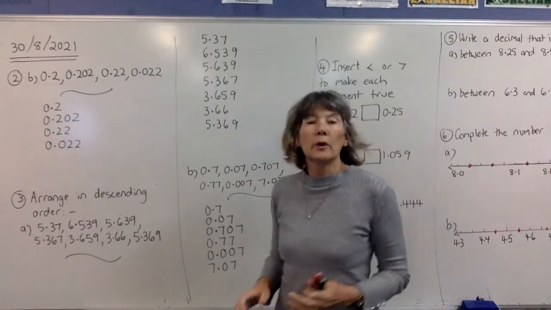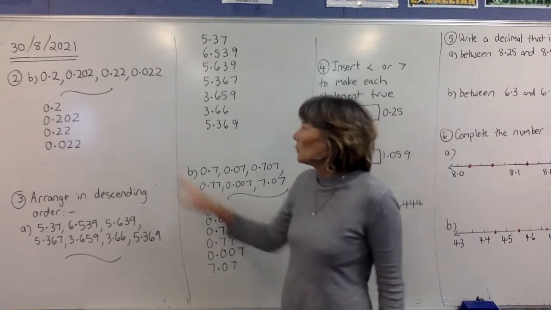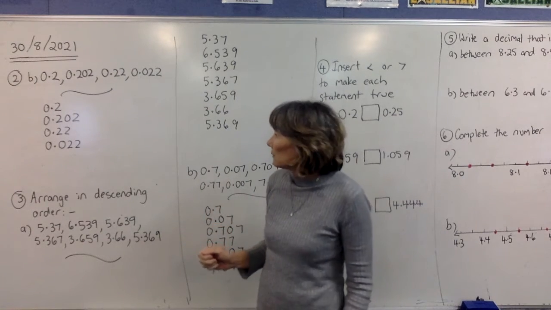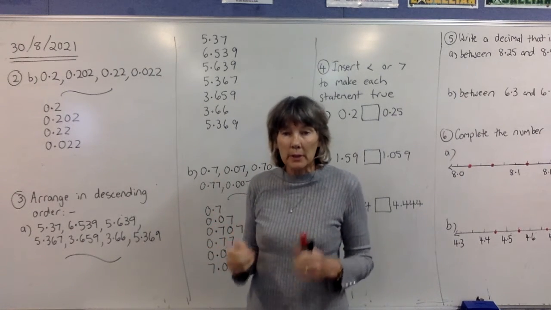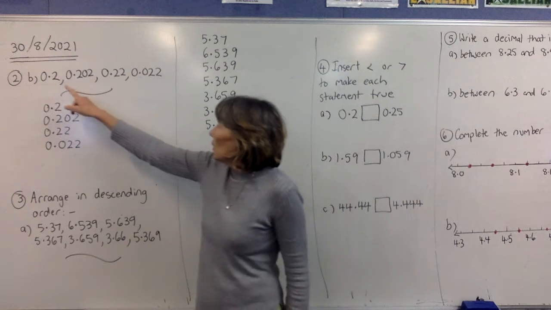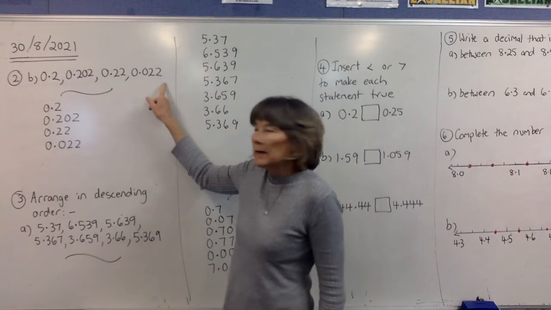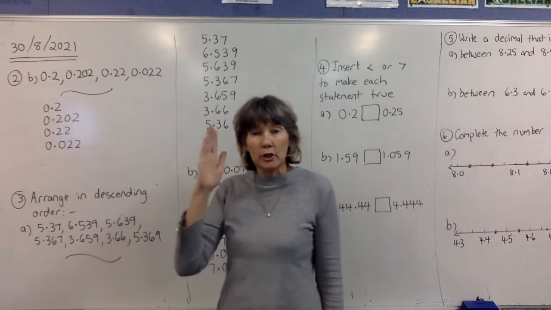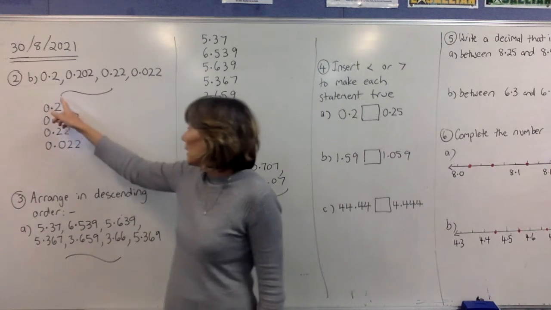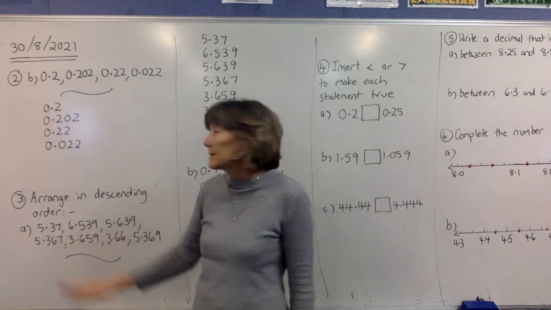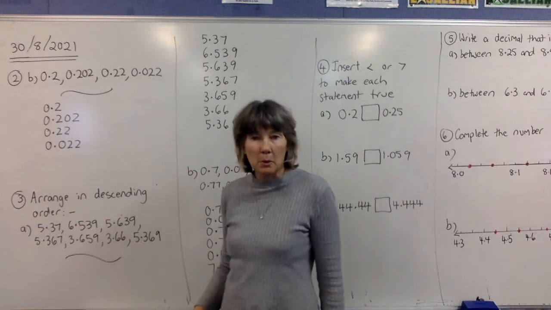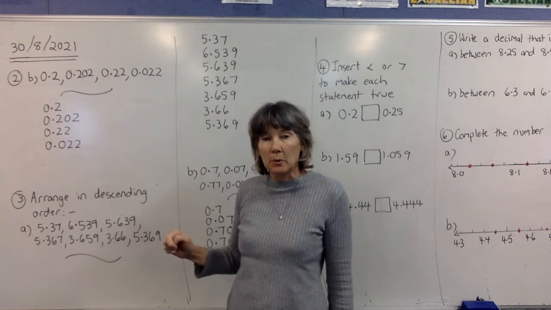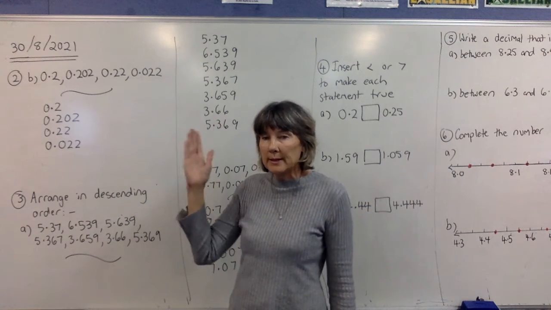So we're going to continue on from what we were doing in the last example. With this one here, we're going to put them in ascending order, going from the smallest to the biggest. I've taken these decimals in the question and put them down the page, lining up the decimal points, the first decimal place, the second decimal place, and for those that have got it, the third decimal place. So they're all nice and neat.